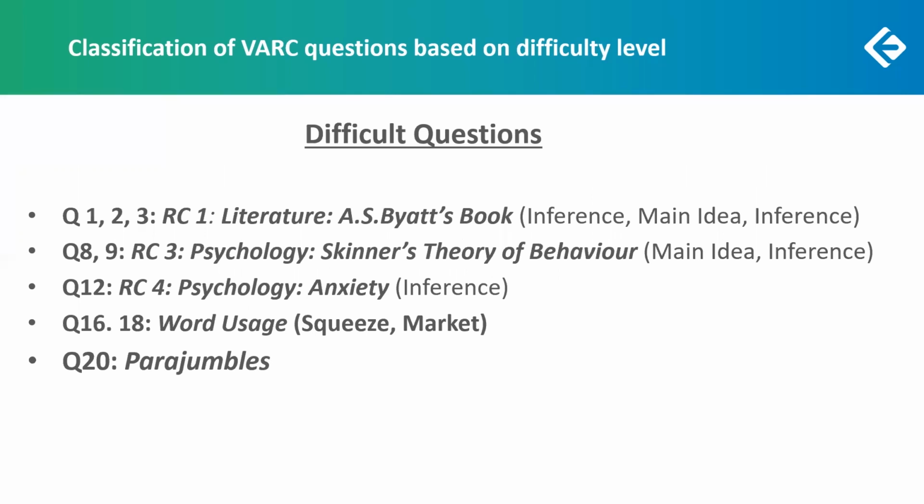RC1, the one that had to do with literature, just a 160, 170 word long passage, the one that discussed A.S. Byatt's book, the book that is supposed to be a romance based on historical details. All 3 questions of this RC were difficult. Definitely very difficult because the options were very close and very tricky. Figuring out the correct option, out of those 2 inference questions as well as the main idea question, was a challenge. So clearly RC1 would be marked difficult here.